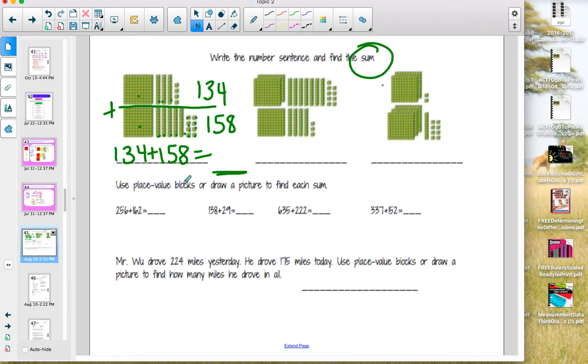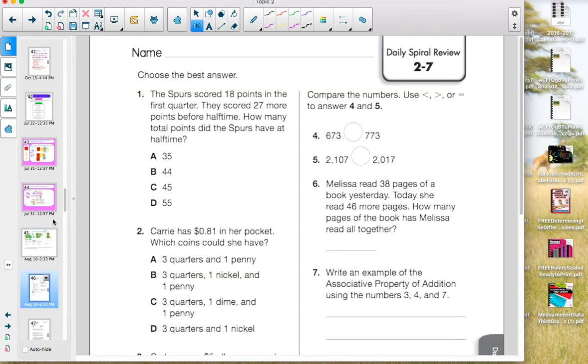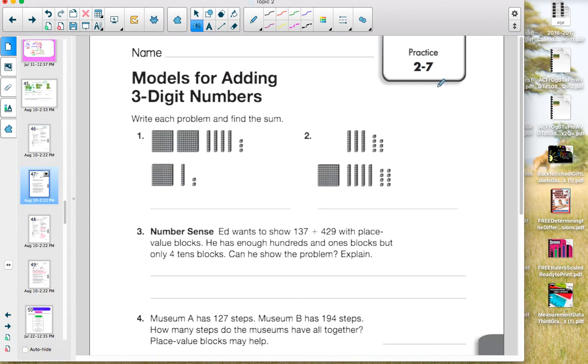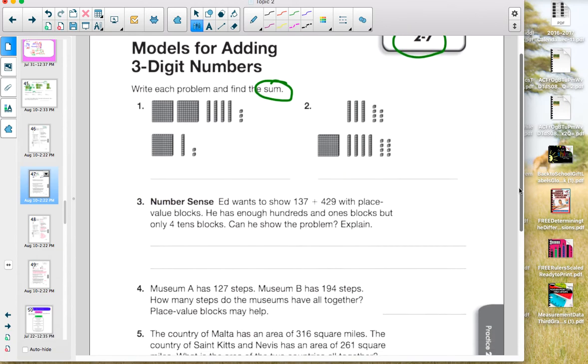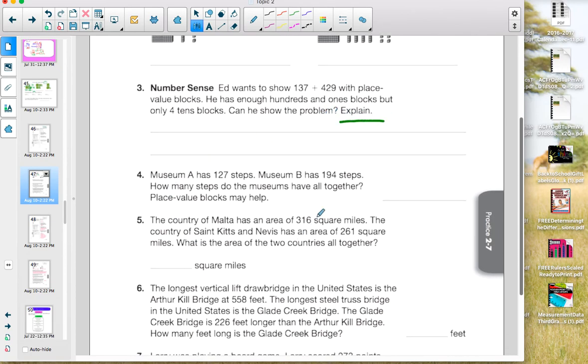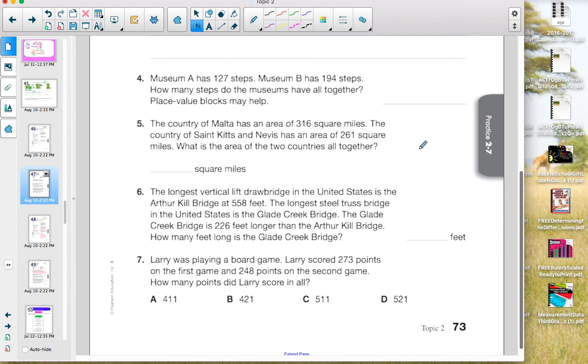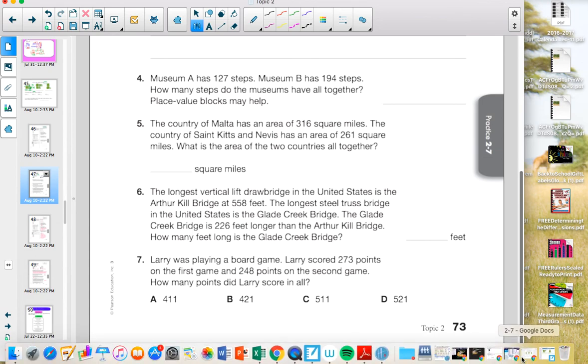When you are doing this bottom portion, use your place value blocks or draw a picture to find the sums, okay? I don't have to see a picture. If you want to use paper pencil method to be able to find the sum, go right ahead. Same thing down here with the word problem. When you're finished, you can go ahead and start on your spiral review 2-7 as well as your practice page 2-7. Again, it says write the problem or number sentence and find the sum. I need a number sentence and the sum. Make sure that you explain yourself. Okay? Take your time, circle your evidence, okay, so that you understand. All right. 3rd grade friends, take your time and do your very, very best.